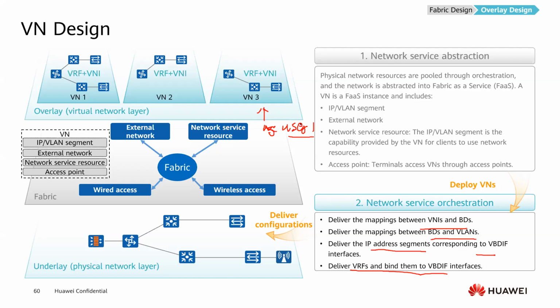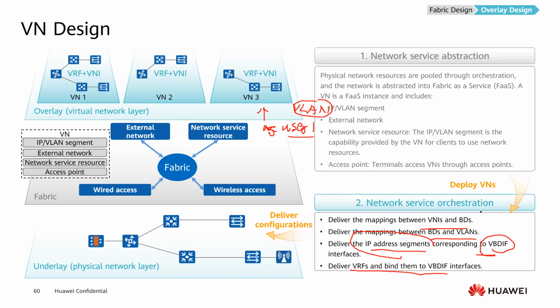First, for the user, when it passes the authentication, it will get the authorization about the VLAN, right? So based on the VLAN, it will map to the BD, and the BD will map to the VBDIF. The VBDIF is just a DHCP relay, and the DHCP server is an independent server you have deployed on the network. So it will assign the IP address to the users.